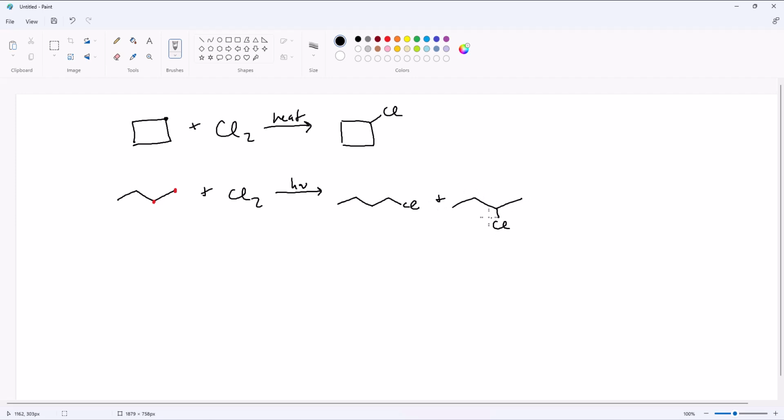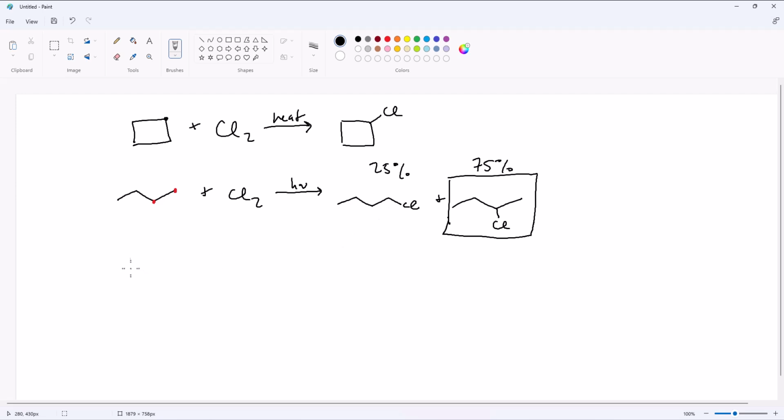But since this involves a radical intermediate, we would see an overwhelming representation of the secondary chloride because that secondary radical is going to be much more stable than the primary radical. So we might see a distribution of something like 75-25, but we would still see a distribution because these are all possible.